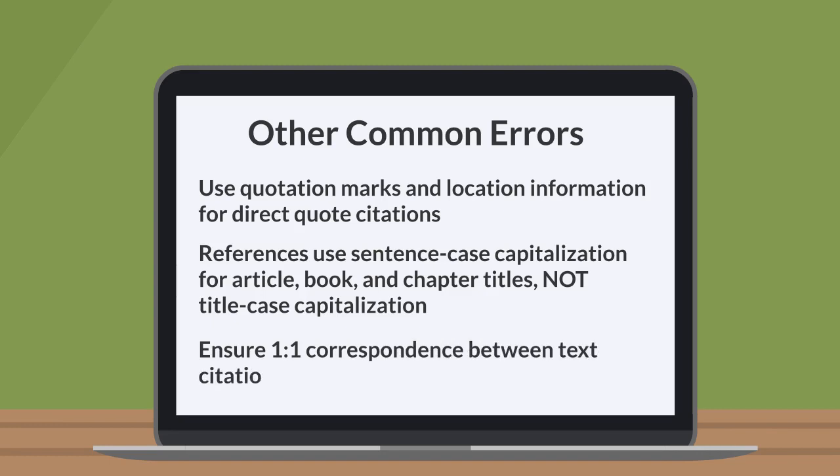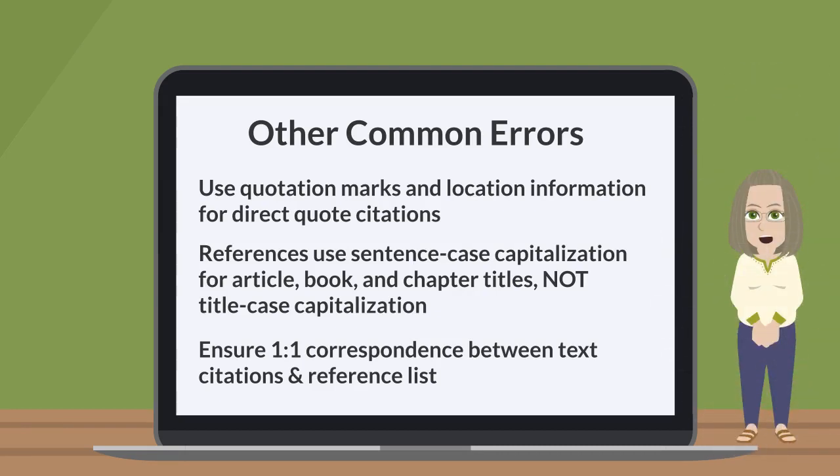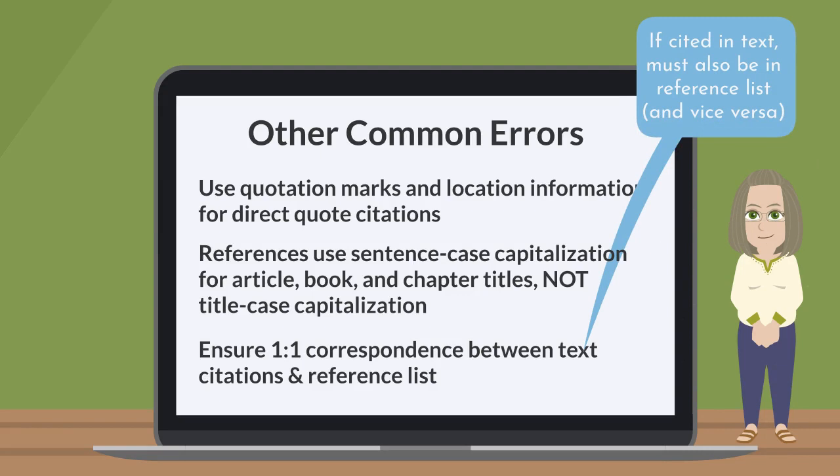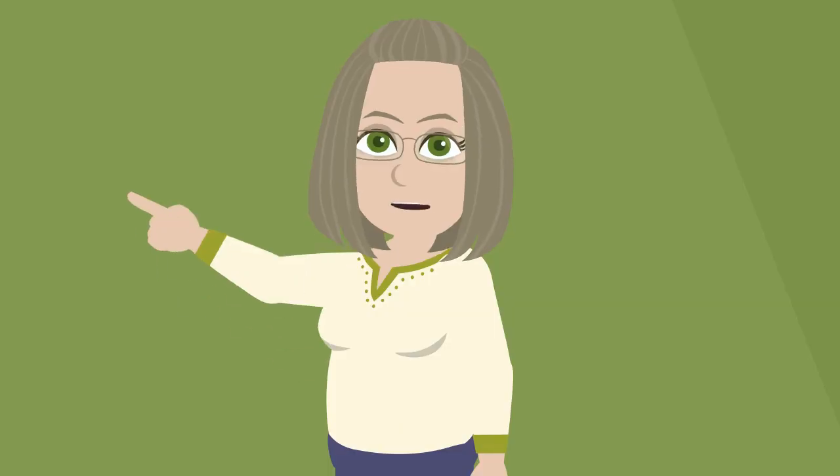Students often fail to verify one-to-one correspondence between the citation that occurs in text and the reference that occurs in the reference list. That means if you cite in the text, you must include it in the reference list. And if it's in the reference list, it must be cited in the text. I literally check this, so you should too.